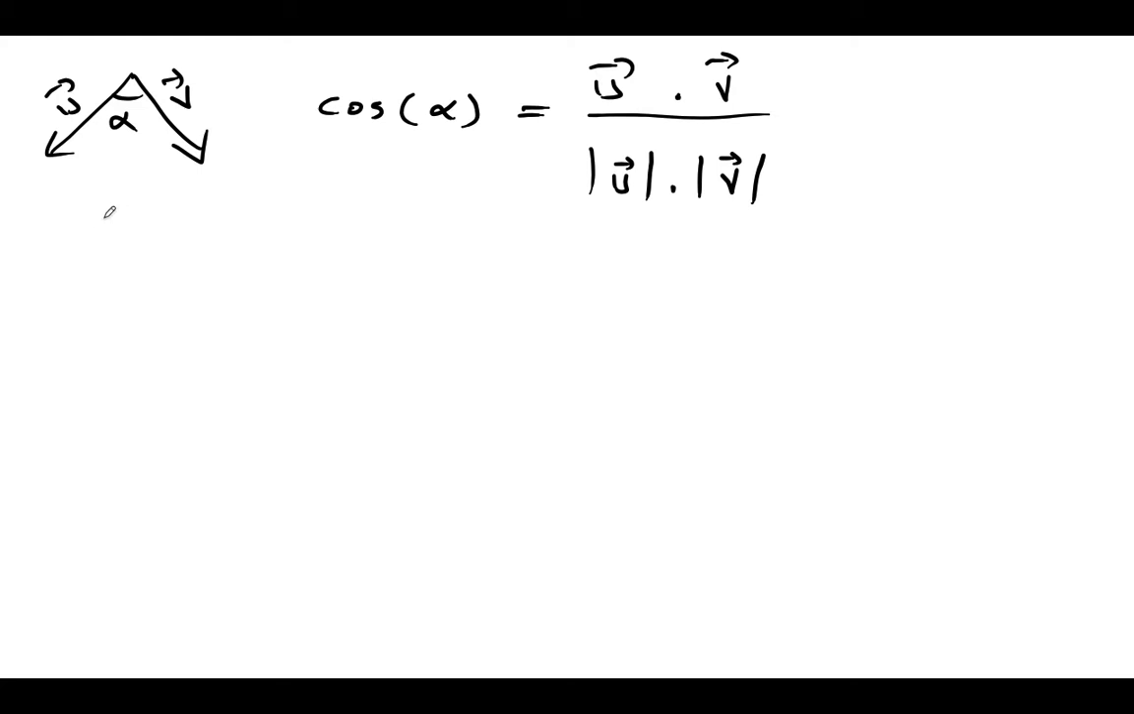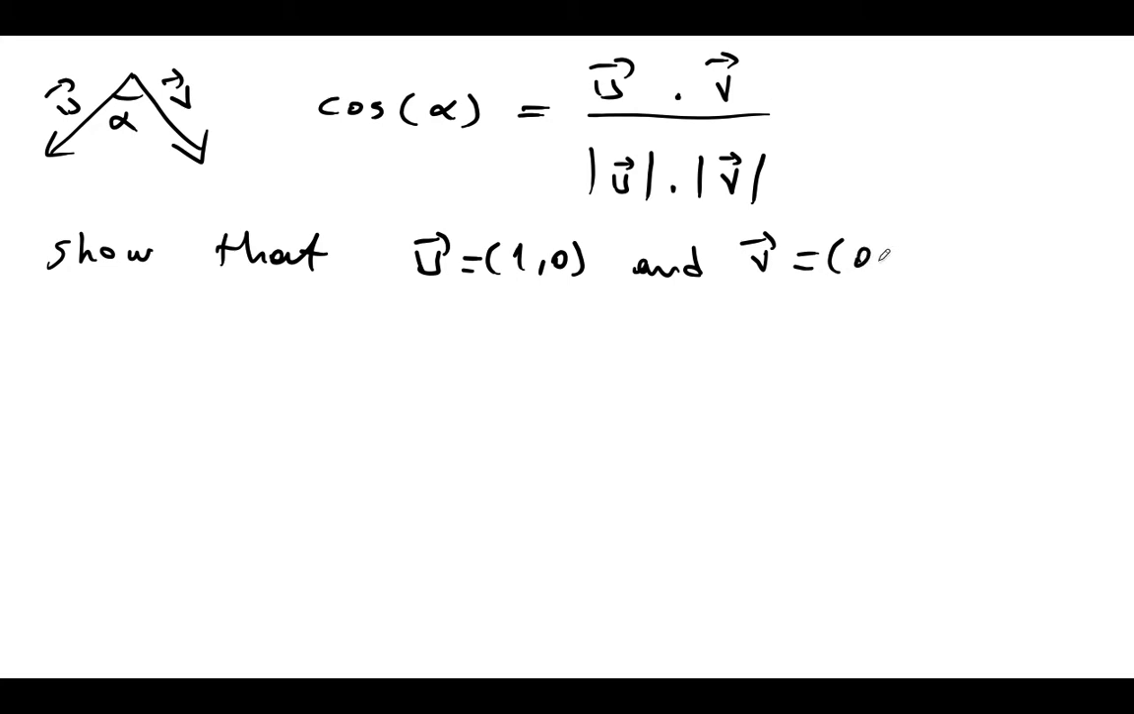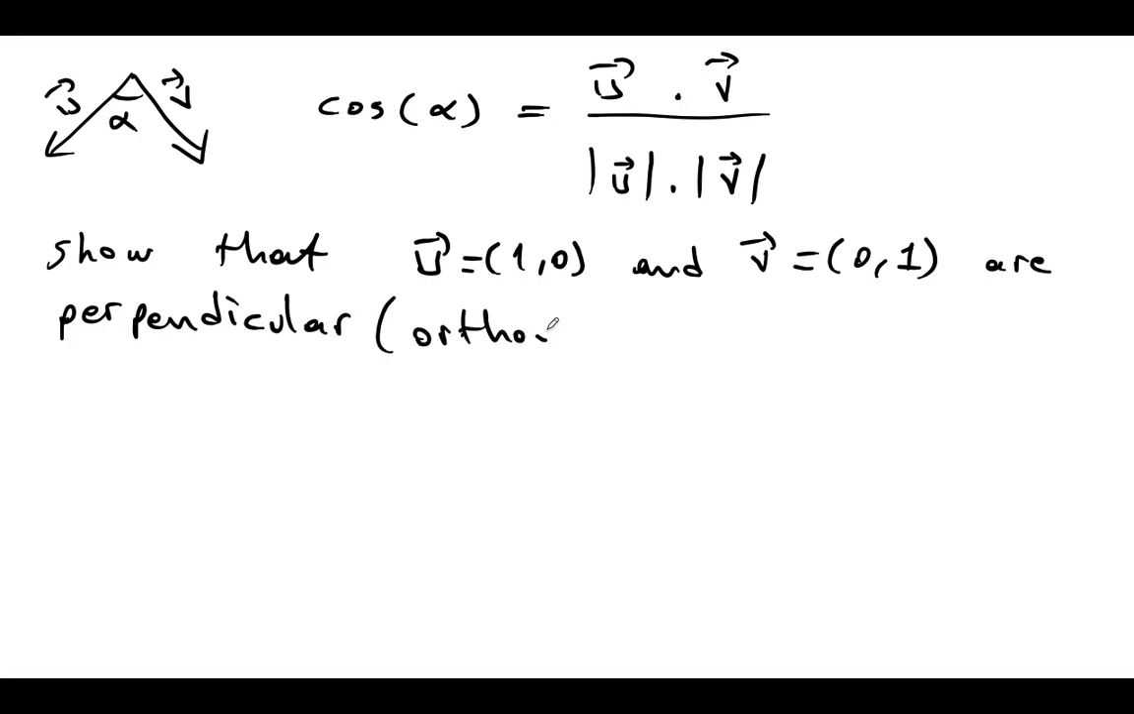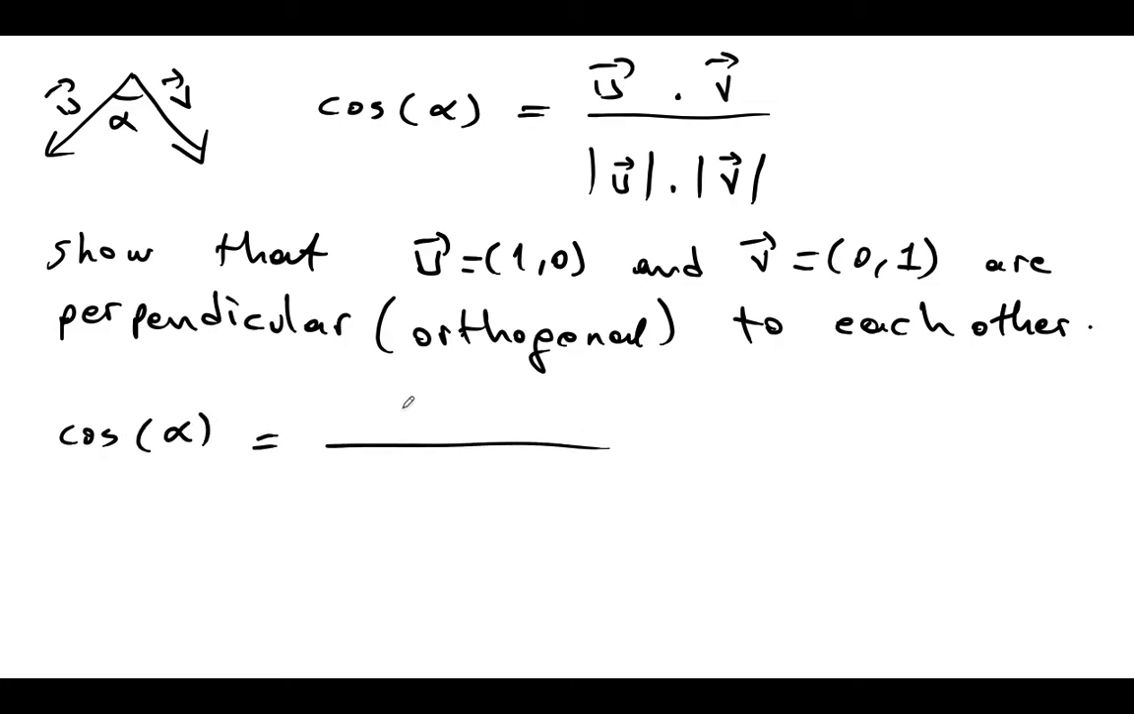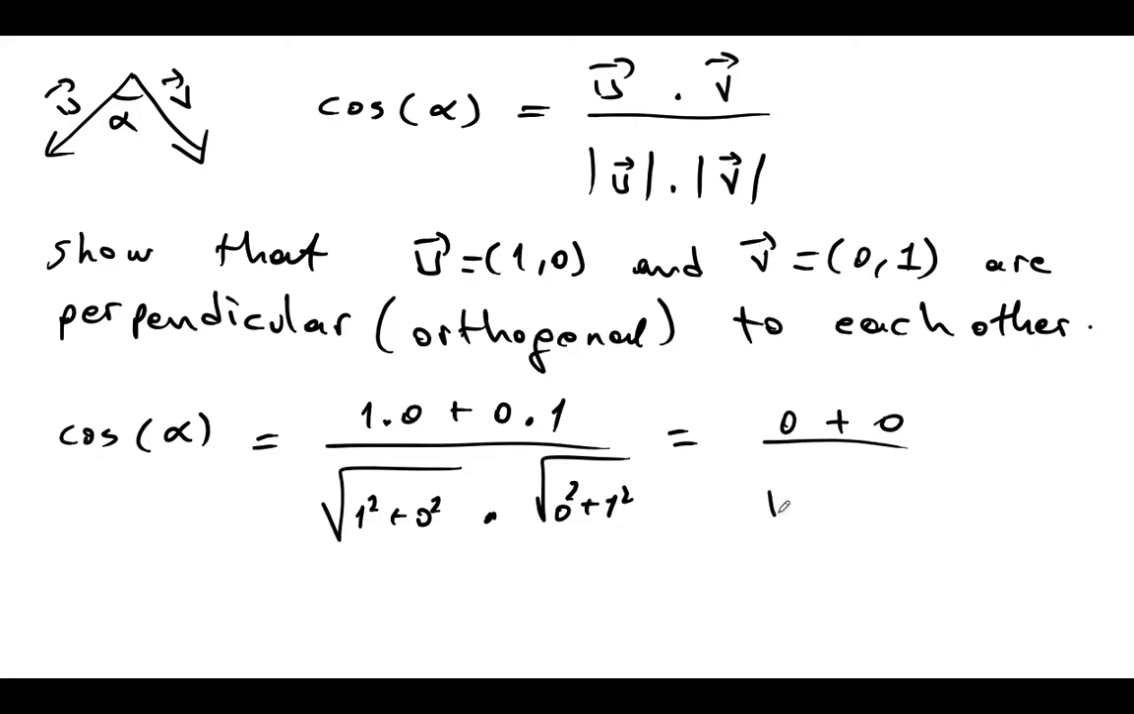So for the previous question, if we use this information, let's show that vector u, which is 1, 0, and vector v, which is 0, 1, are perpendicular to each other. Perpendicular, which means orthogonal to each other. To do this, I can use this formula. So cosine of alpha is equal to the dot product 1 times 0 plus 0 times 1 over square root of 1 squared plus 0 squared times square root of 0 squared plus 1 squared, which will be 0 plus 0 over root 1 times root 1, which will be 0 over 1, which is 0.